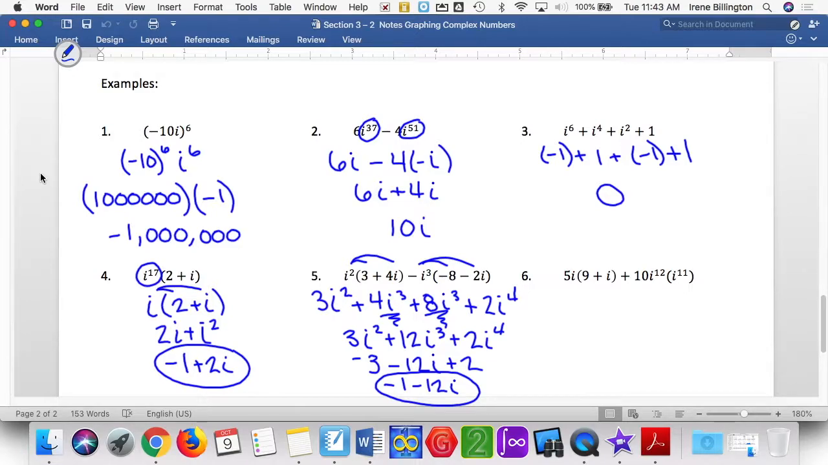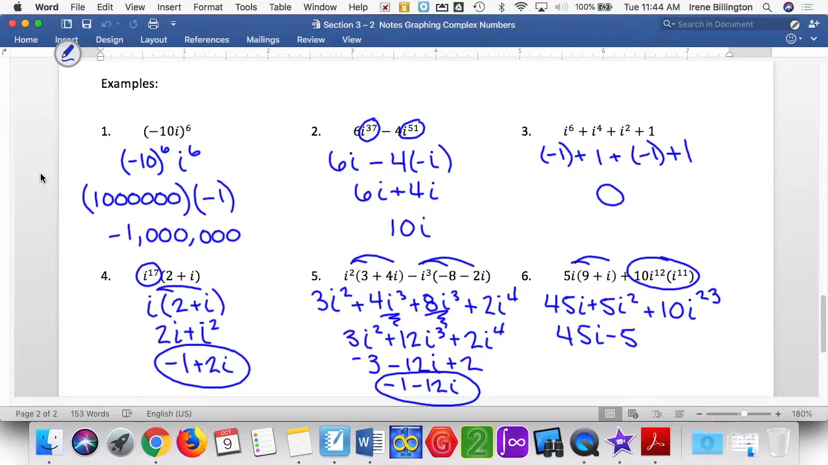First thing we did here is distribute the 5i and got 45i plus 5i squared, right? And then we said we multiply i to the 12th and i to the 11th, but our exponent rules, when multiplying with exponents, we don't multiply the exponents. What do we do with the exponents? Add them. So this would be plus 10i to the 23rd. Okay, we know i squared is negative 1, so this is 45i minus 5.